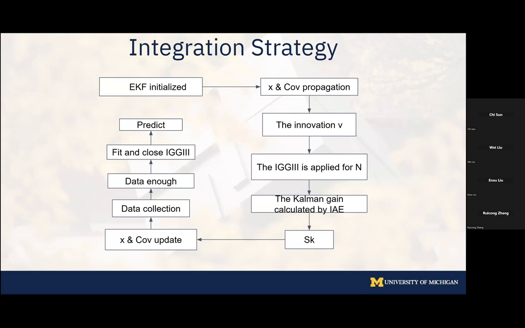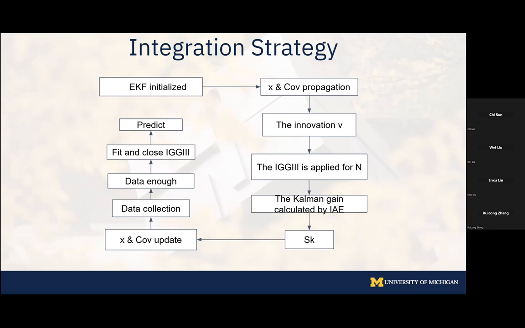So here is the overall workflow of our project. We firstly initialize the EKF and KF-GINS. We do the normal propagation of the EKF position state parameters, and then we use IgG3 to decide the sliding window n as the sliding window length for the IAE. After IAE, we have an adaptive Sk, which is the innovation vector covariance, and we use that to calculate the Kalman filter gain to update the state parameters.